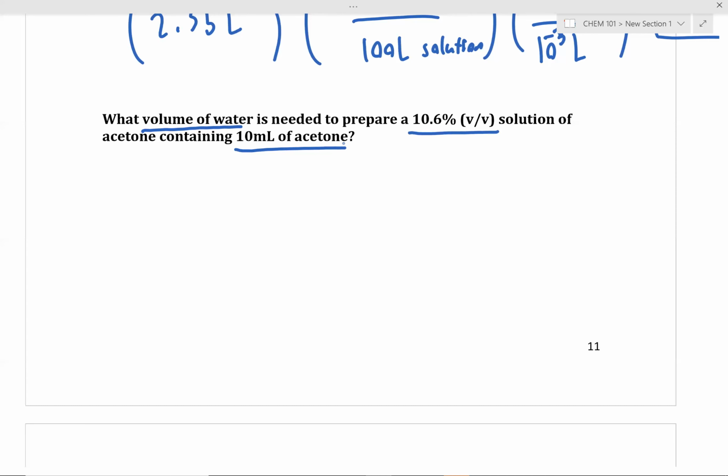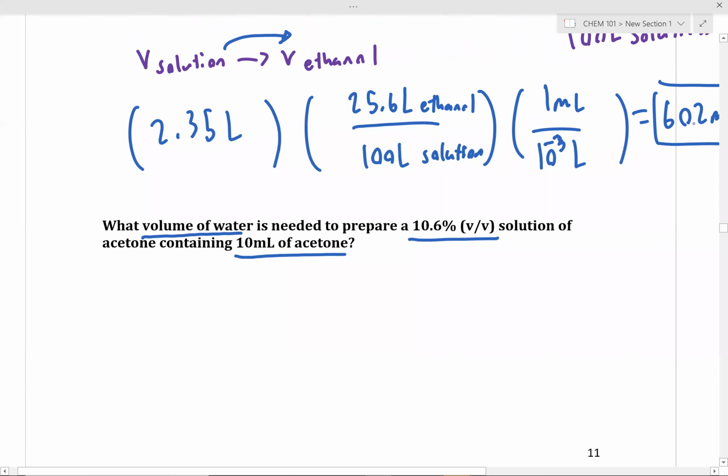One correction, when I was reading through the calculator for the previous example, it should be 60.2. No, wait, let me check one more time. 2.35 times 25.6. No, 602 is right. Oh, I was just checking someone's work.